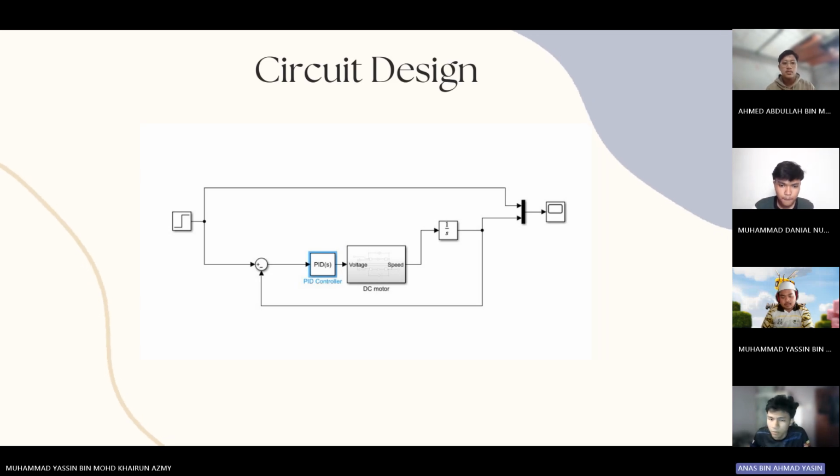And finally, the output is sent to a scope block. This allows us to view the system response. In summary, this model demonstrates how a PID controller can be used to automatically adjust the voltage applied to a DC motor and achieve precise and stable position control. So, next slide.